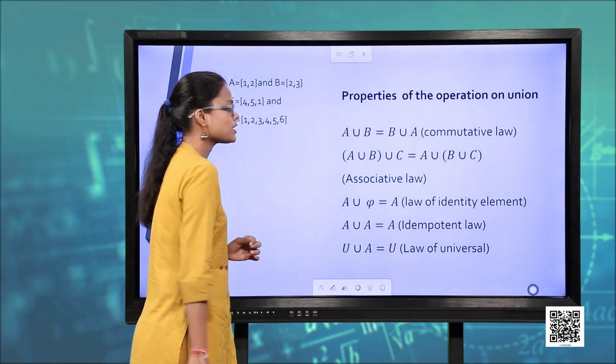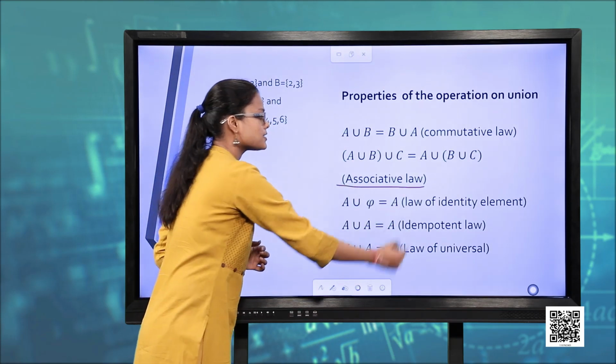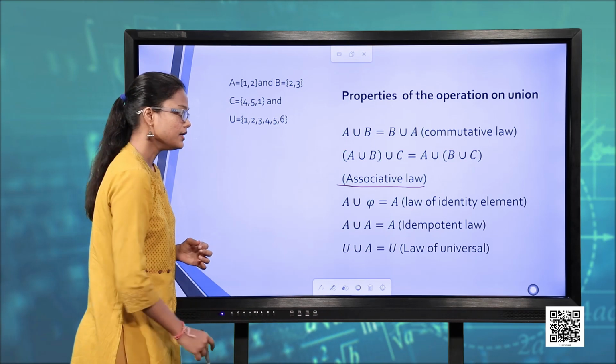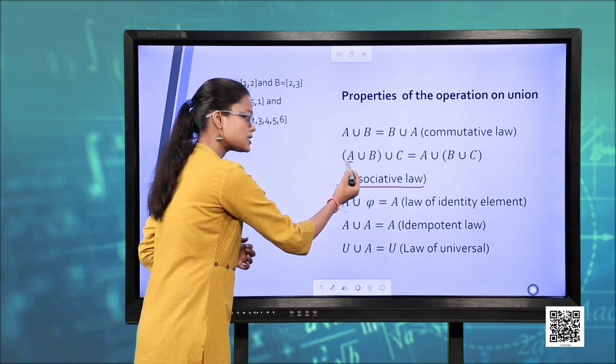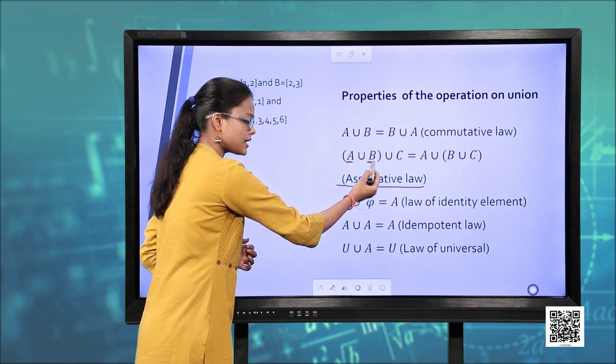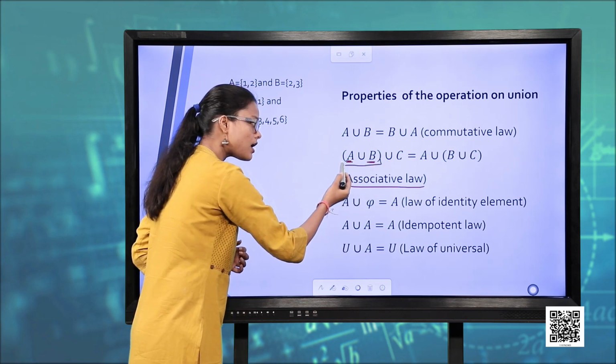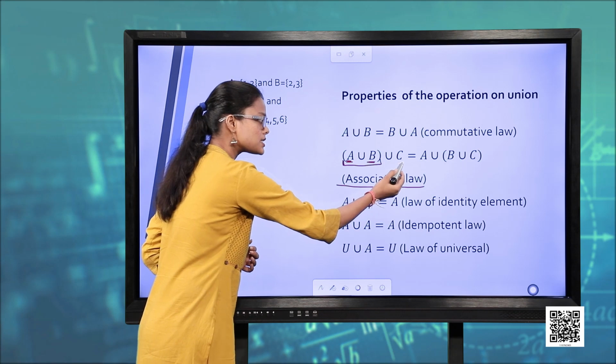Next property that we are studying is associative law. What does it say? That if we first associate A union with B, that is if we are taking A union with B and then the answer with C.